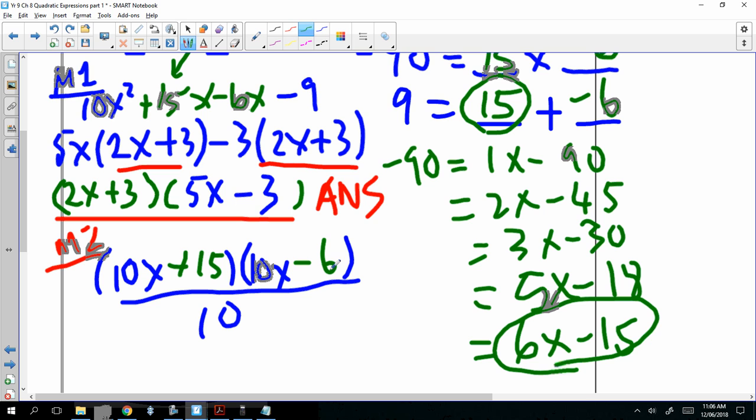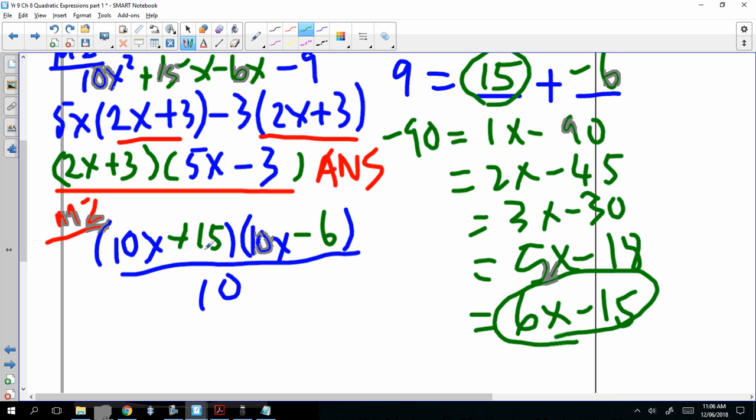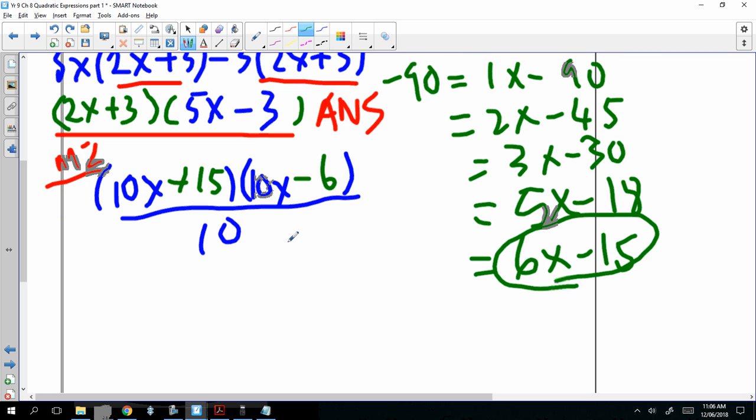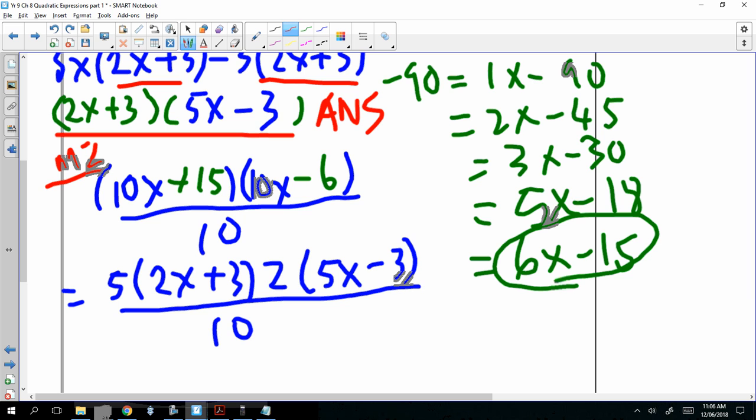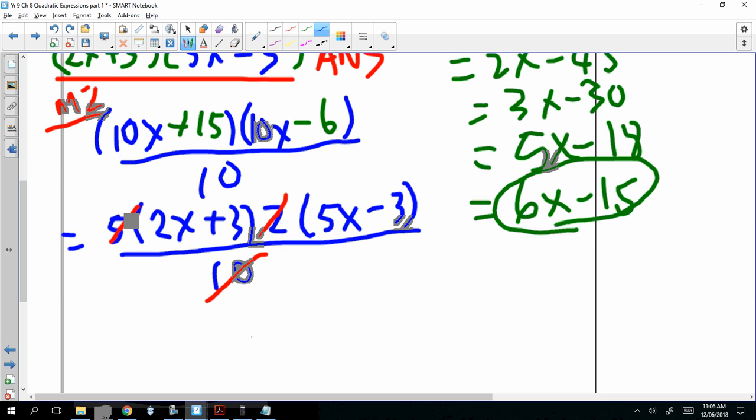And then what do you do next? You have to factorize. What's common? 5 is common in the first one, so you write 2x plus 3. In the second bracket, there's a common factor as well. What's common? 2. Why do we need to do this? Because we need to cancel the 5 and 2 with the 10, because 5 times 2 is 10. Maybe from now on, use this method. It's much easier.